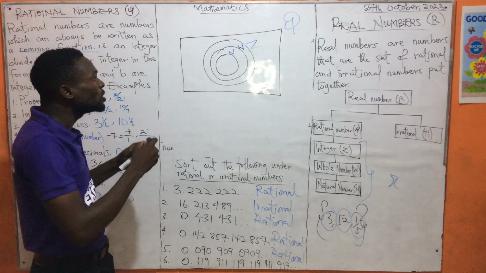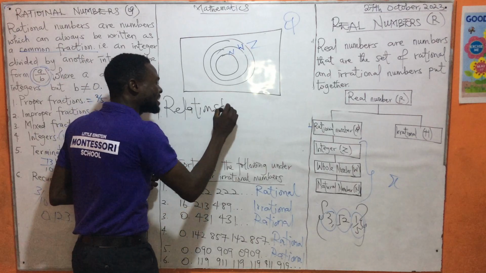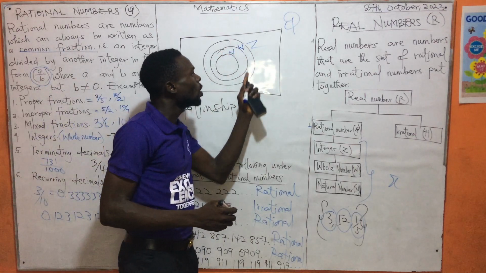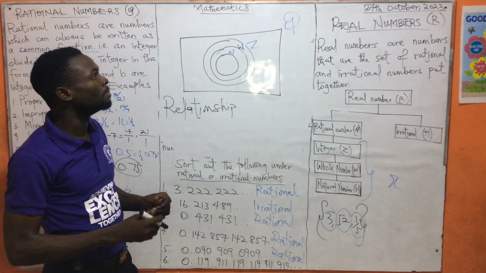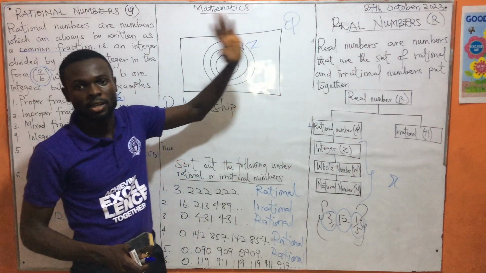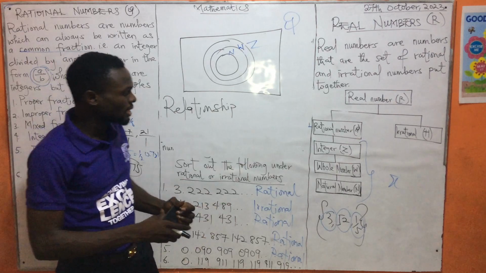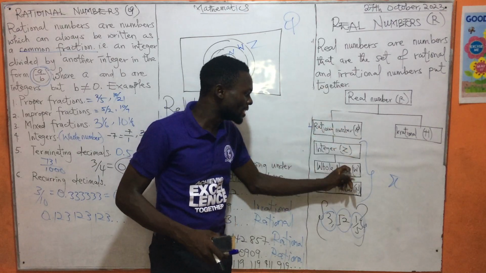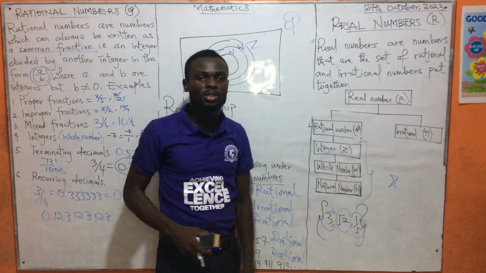Now this shows the relationship existing between natural numbers, whole numbers, integers, and irrational numbers. Thank you very much for staying tuned. As we said, integers is a subset of this. This is a subset of this. This is a subset of this. And all these three are subsets of this.